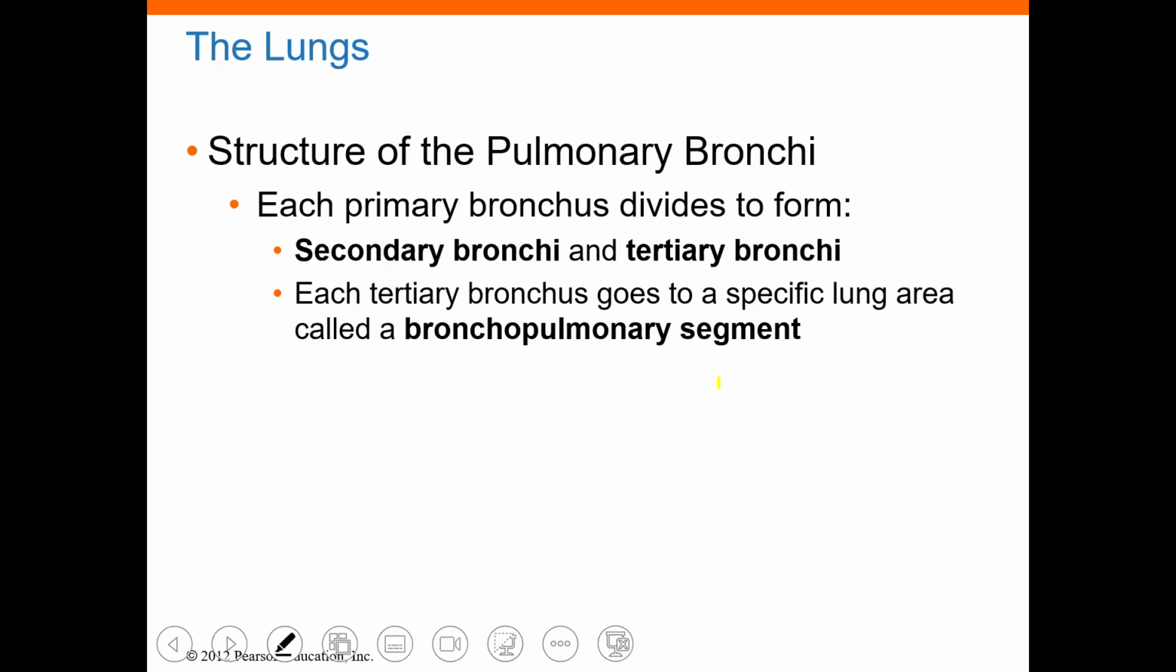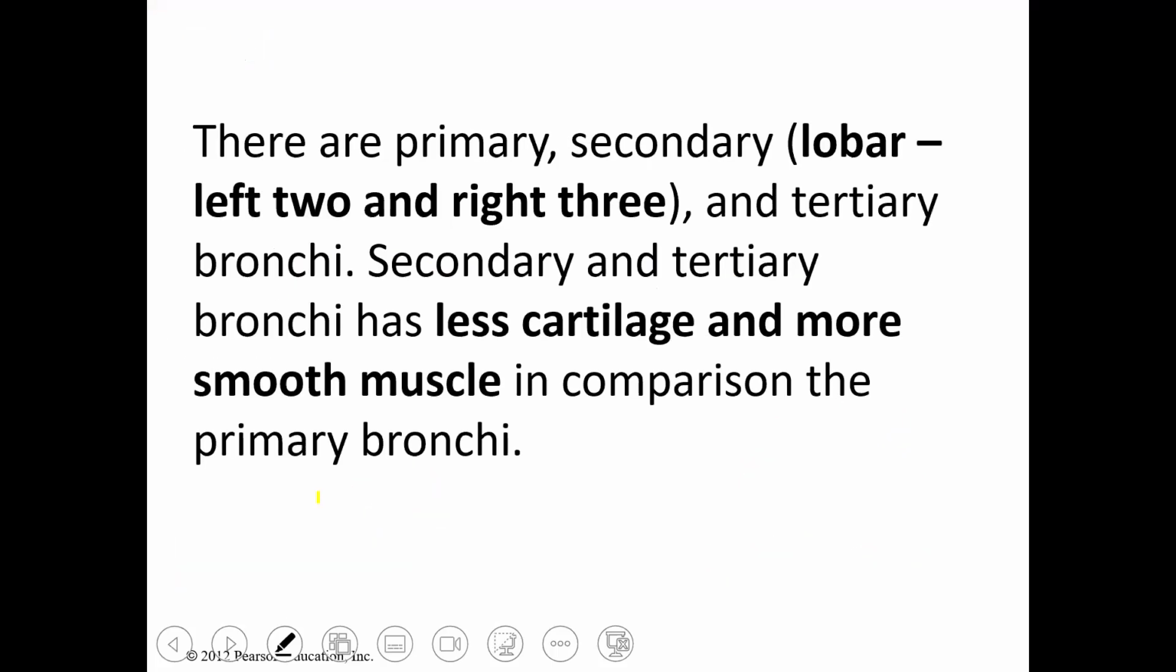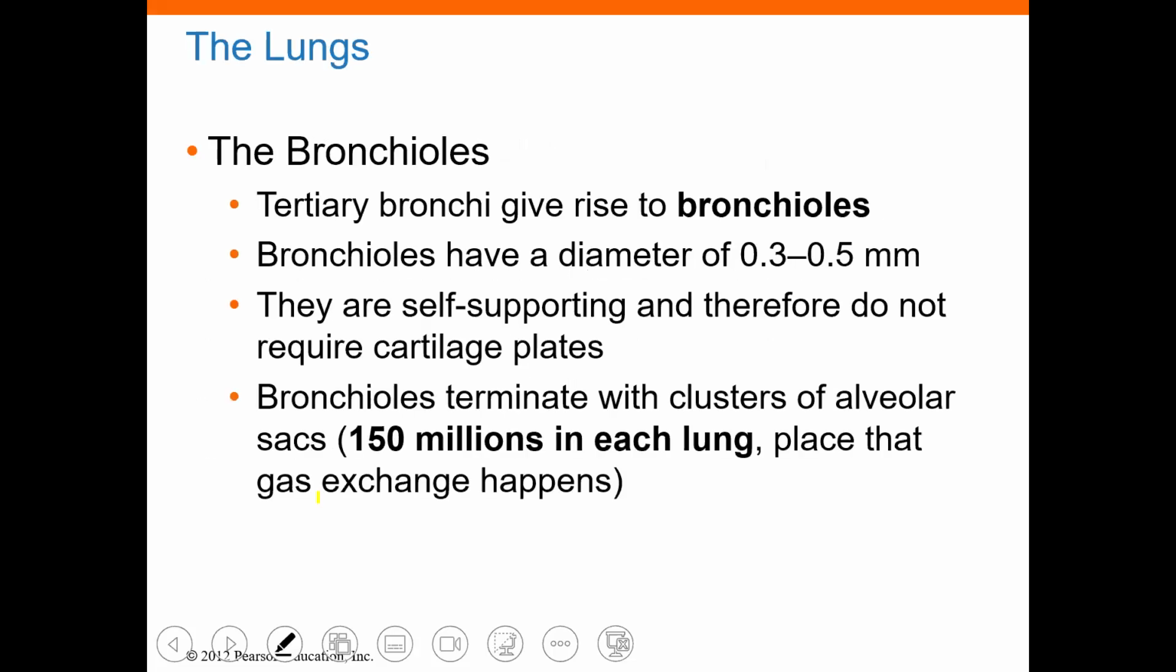Structure of the pulmonary bronchi. Each primary bronchus divides to form our secondary and tertiary bronchi. Each tertiary bronchus goes to a specific lung area called the bronchopulmonary segment. So there are two lobes to the left to make room for the heart, and three lobes to the right.